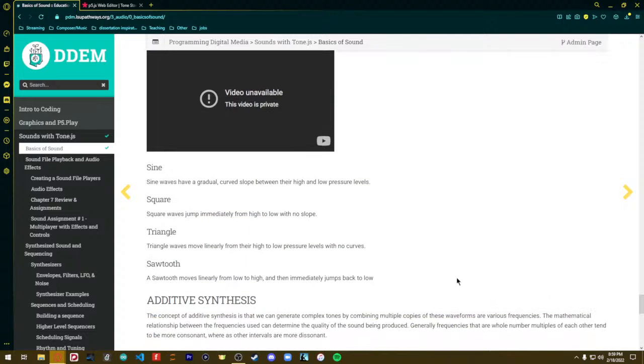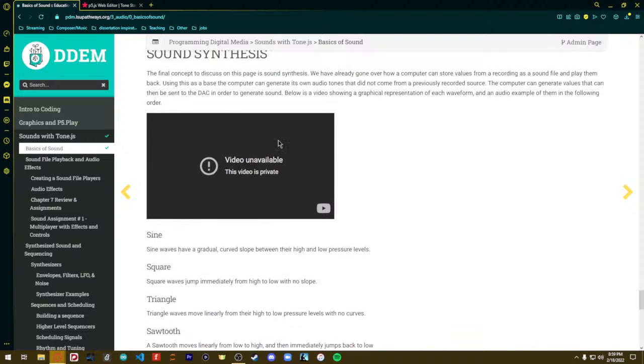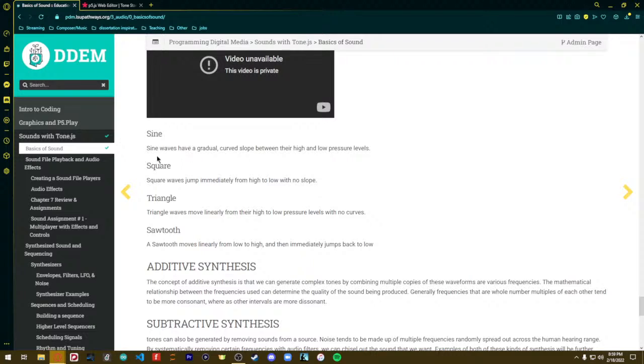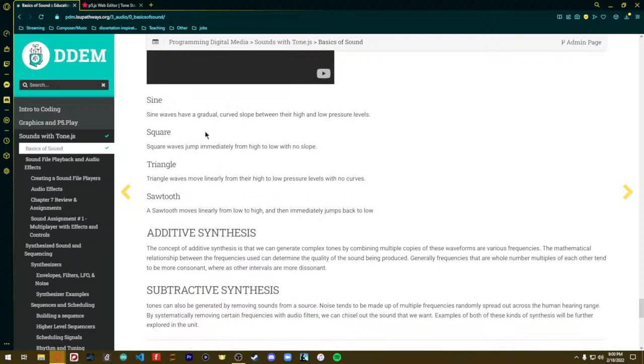This particular pattern, we have 4 basic ones, and they all sound generally different. This initially was going to illustrate all of those, but I'll have to replace that video at some point. If you look at a sine wave, it's kind of a gradual curve between the high and low, and that is the pure sound there. Square waves tend to jump immediately from high to low with no slope, and all of these have different overtones, so they color the sound in different ways.